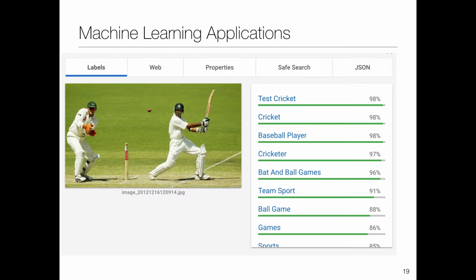to come up with captions for the image or describe what is in the image. Again, a human being can very trivially say this, but for a machine it is often not trivial. So sometimes it says if it is a test cricket, baseball, cricketer, etc.